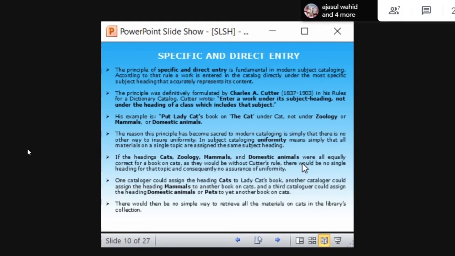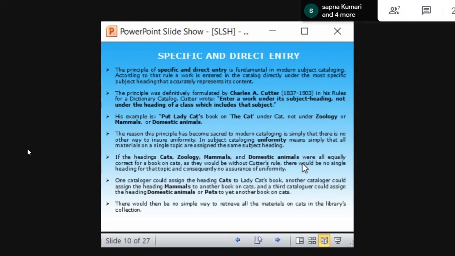The principle of specific and direct entry is fundamental in modern subject cataloging. When you assign specific and direct headings, I am directly talking to you only, not to others. So it will be easy for the reader to retrieve the resources. According to the rule, a work is entered in the catalog directly under the most specific subject heading that accurately represents its content. That means the work should be entered directly based on accurately what the book is talking about. That aboutness is very important, remember.